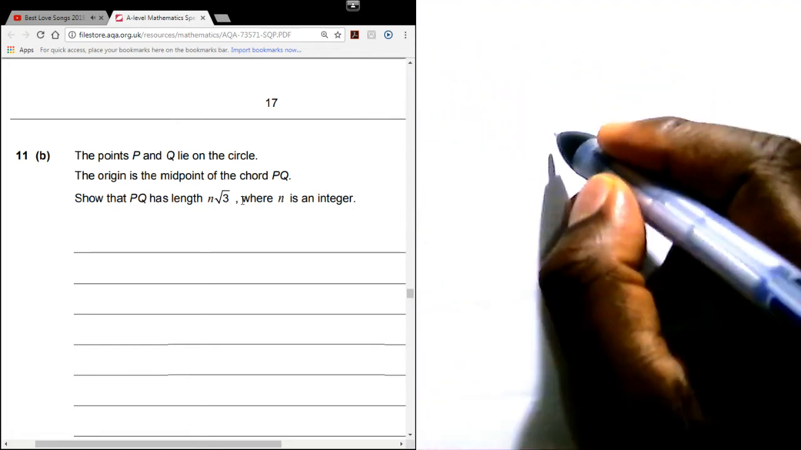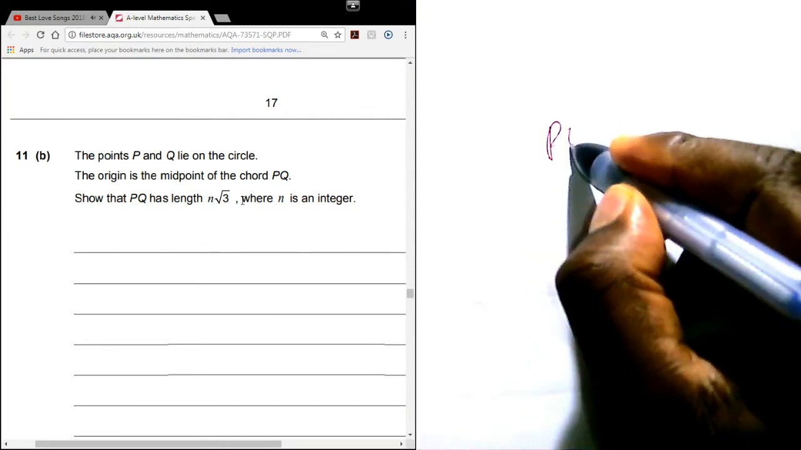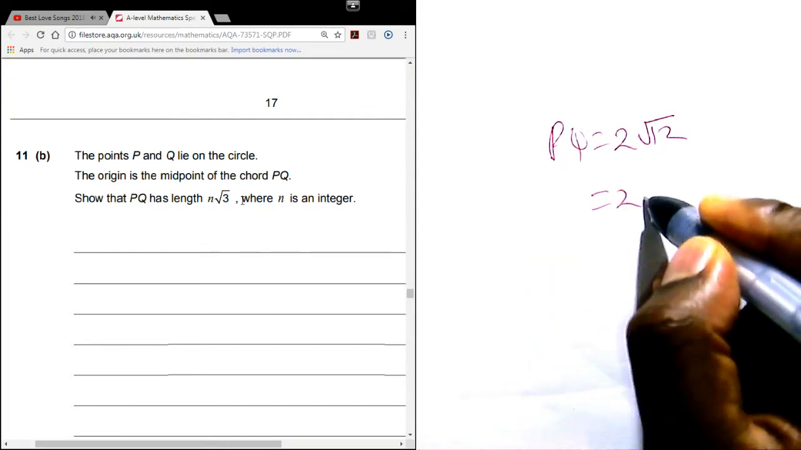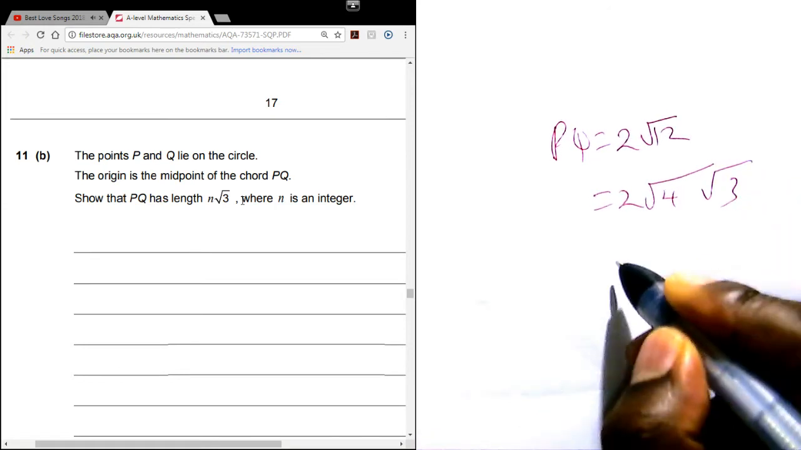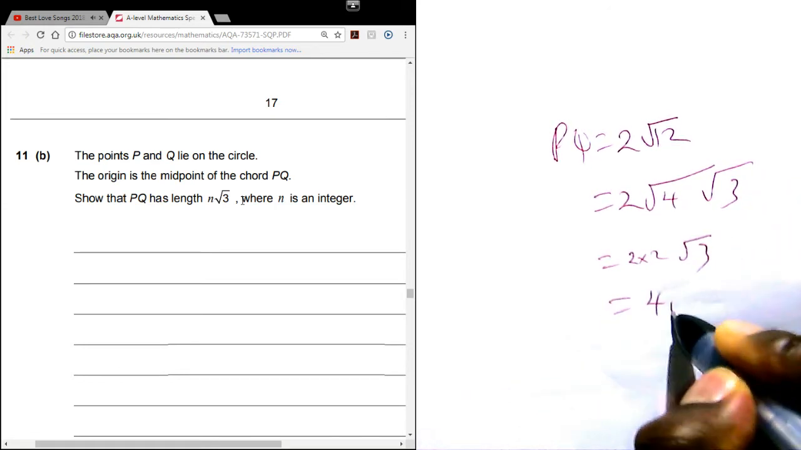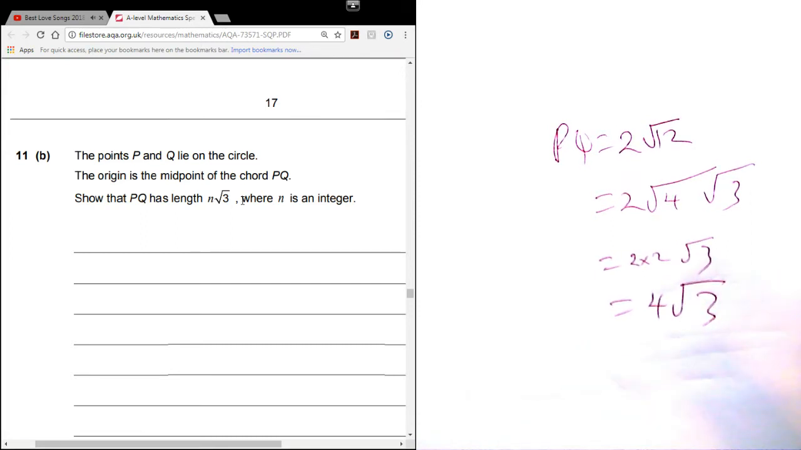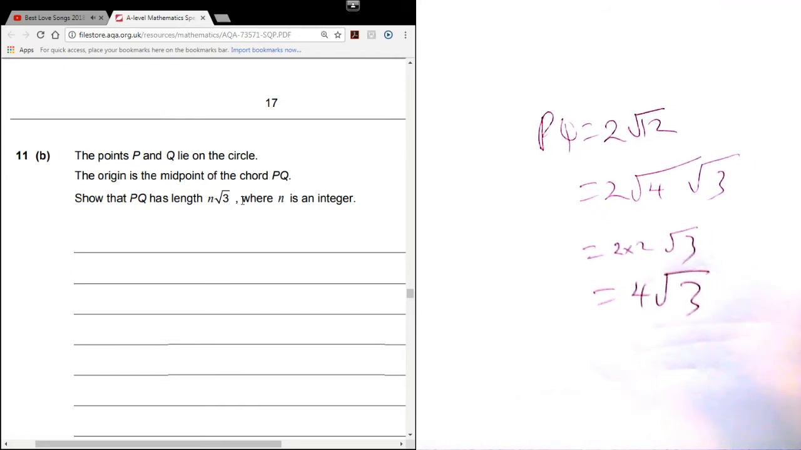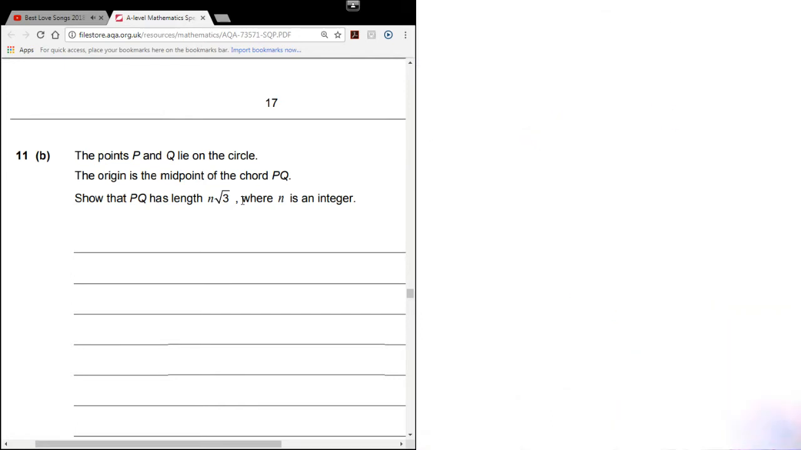Okay, so PQ is 2 root 12, which is 2 root 4 root 3, and that is 2 times 2 root 3. So the answer is 4 root 3. Now I have a feeling that I have not explained this very well. I'm sure you must be like, wait, that was too fast. What was he doing? So let me try to explain this slowly this time around.